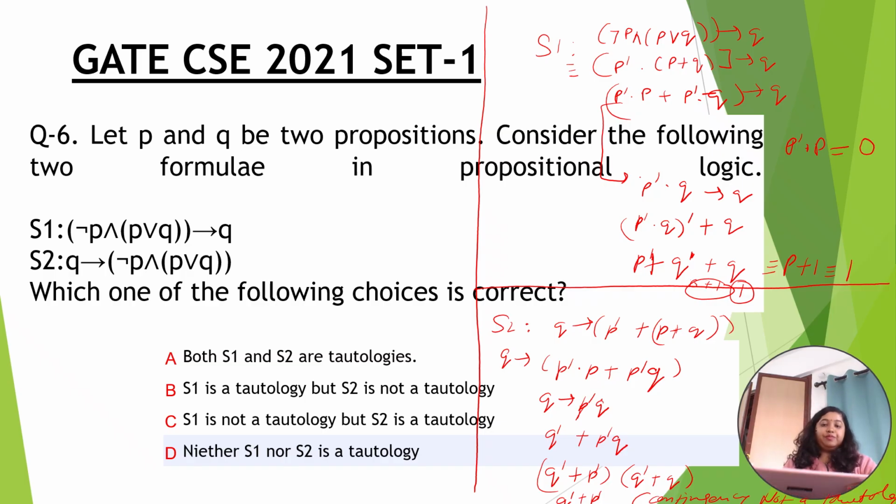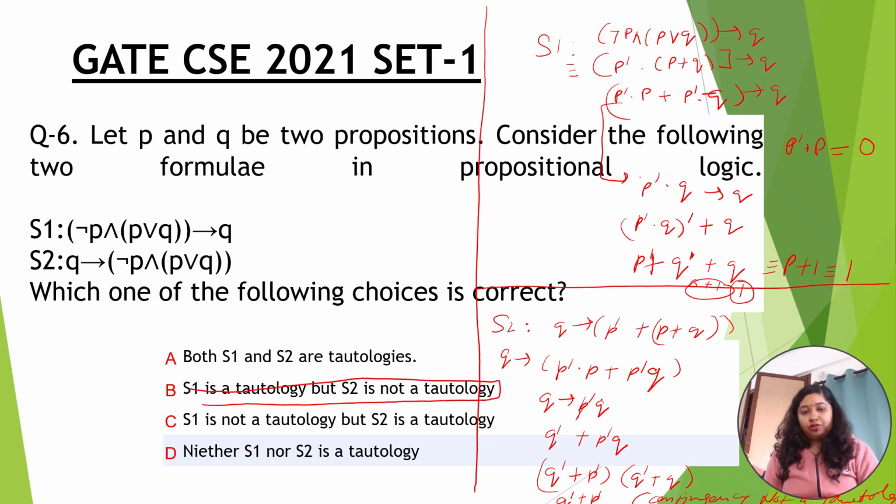Okay, so S1 is a tautology but S2 is not a tautology. So this particular option is matching. So this is the answer. Now next question.